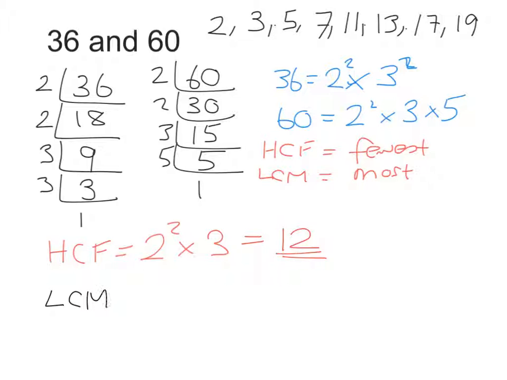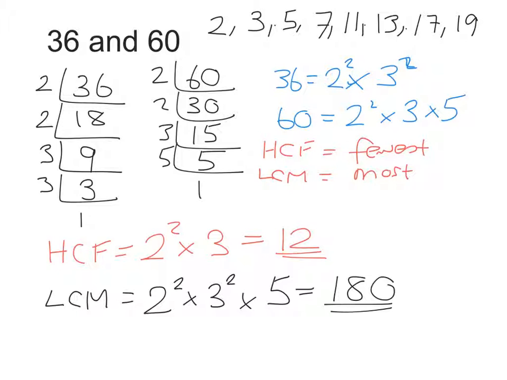To do the lowest common multiple, remember M stands for most, so I could have 2 2's or 2 2's. Again, there's no choice. I could have 2 3's or 1 3. The most amount would be 2 3's. And I could have 1 5 or no 5's. The most amount would be 1 5. That gives me an answer of 180.